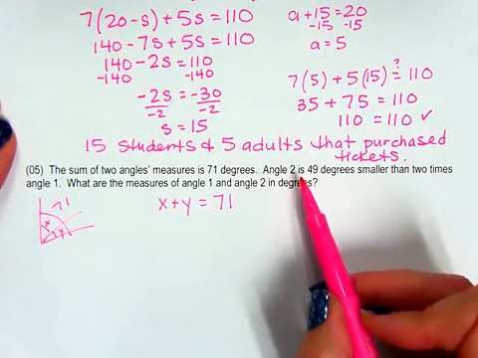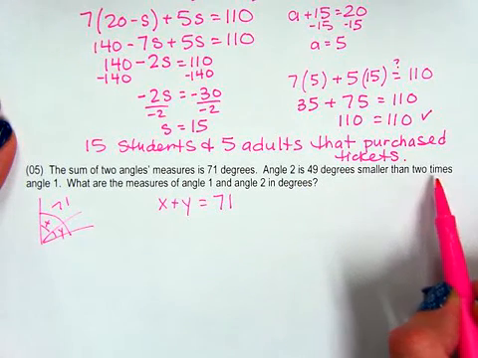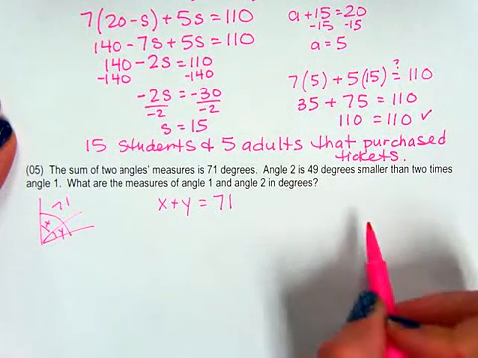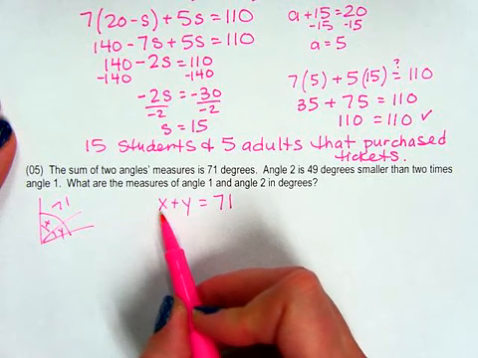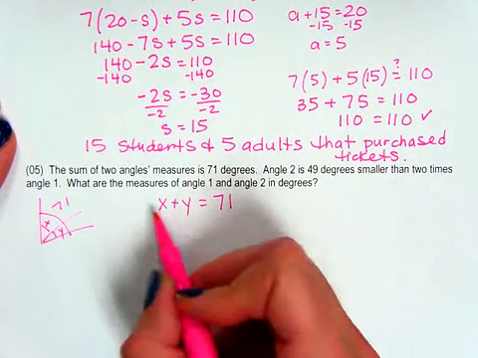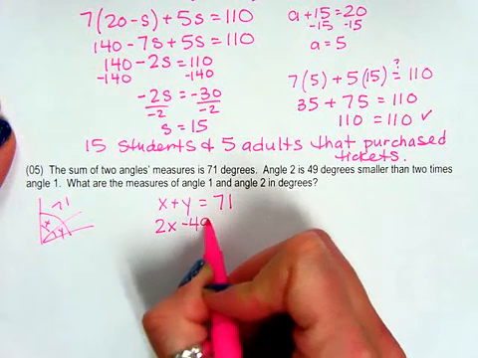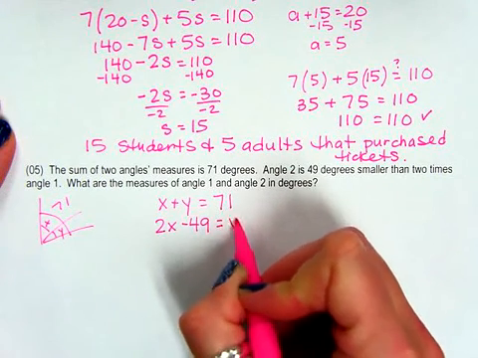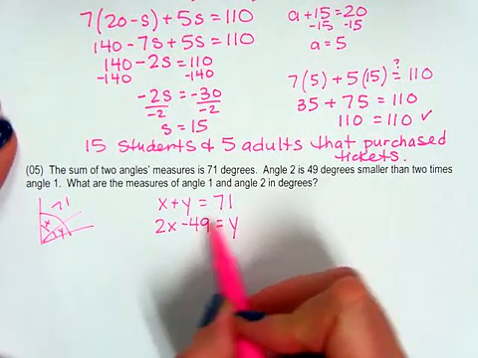Okay, angle 2, which who knows which one that is, is 49 degrees smaller than 2 times angle 1. All right, we'll say angle 1 is X just because I wrote it first. So 2 times angle 1 minus 49 equals angle 2. Something like that. Okay, well this one's set up for substitution for sure. Oh man, I should have done elimination on the first one. Okay, so already set up.